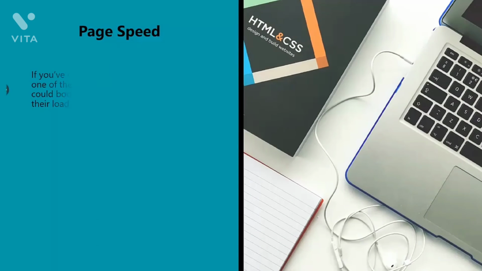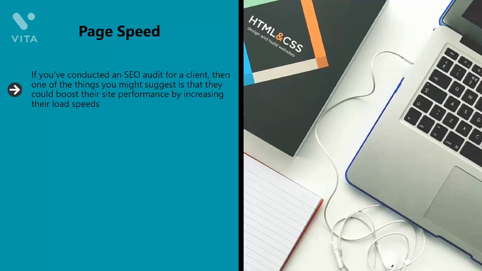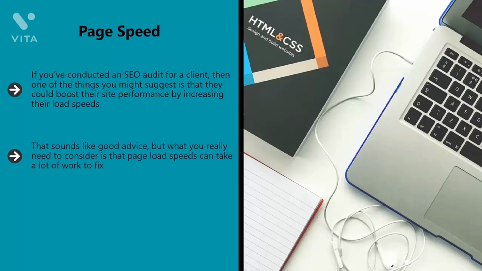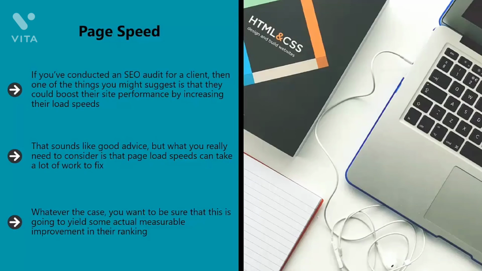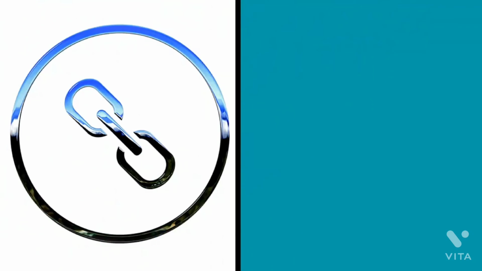Page speed. If you've conducted an SEO audit for a client, then one of the things you might suggest is that they could boost their site performance by increasing their load speeds. That sounds like good advice, but what you really need to consider is that page load speeds can take a lot of work to fix. It might mean compressing images, deleting plugins, or even changing to a different server. Whatever the case, you want to be sure that this is going to yield some actual measurable improvement in their ranking, and that's why it can be a good idea to go to the effort on a few pages first and then see if everything works.